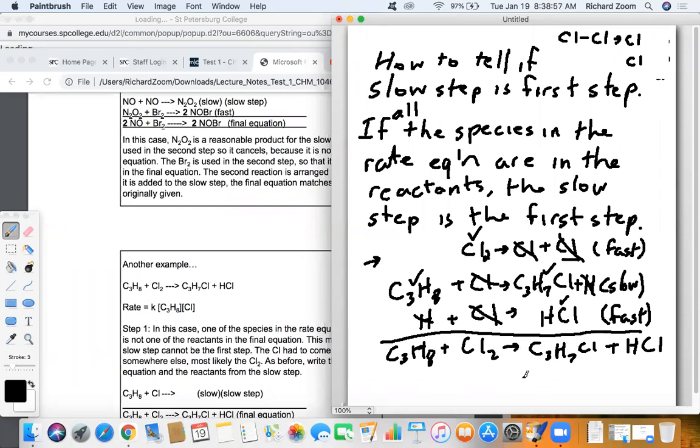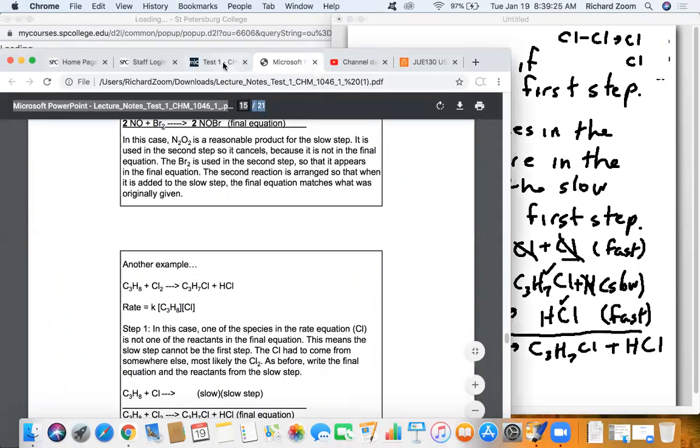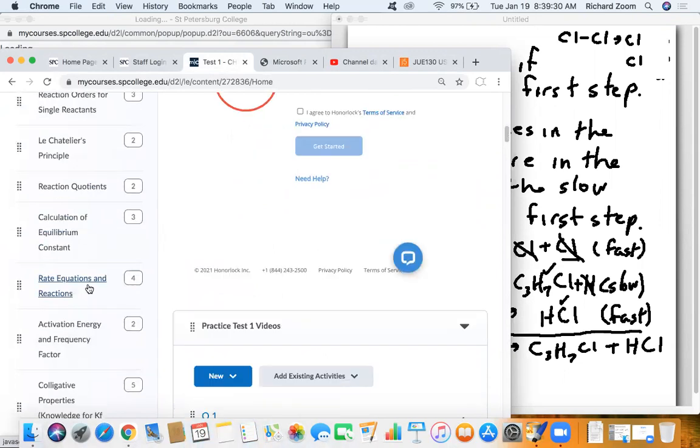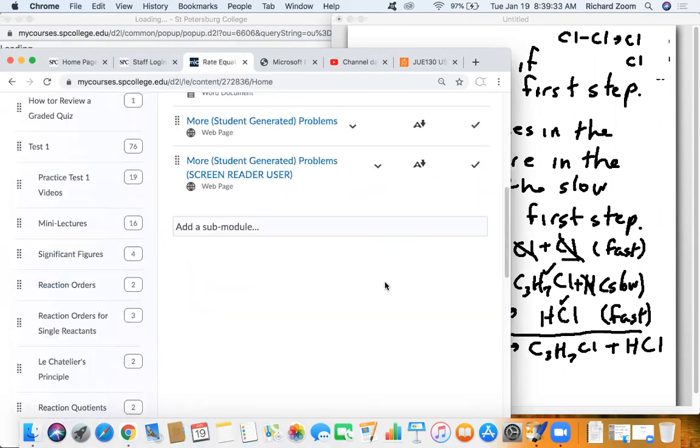Okay, does anybody have any questions? Any questions? Okay, let's look at some examples, and I have plenty of these examples in the folder that's called Rate Equations and Reactions.